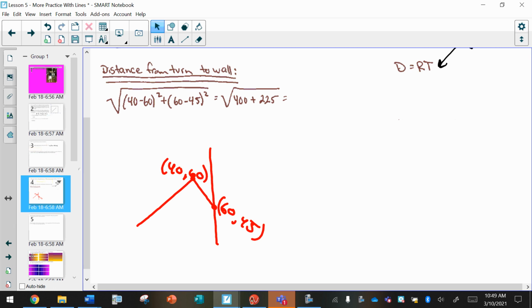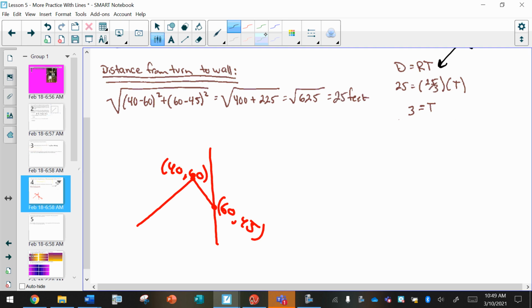So from the turning point to the intersection of the wall is 25 feet. Our distance of 25 feet equals rate times time. That's 3 seconds. But remember, if you look at my little sketch here, what we just found was how long it took after the turn for the robot to hit the wall.